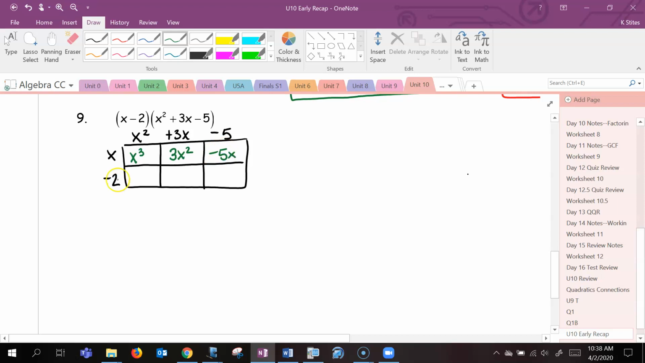And then you come down here. Negative 2 times x squared, negative 2x squared, negative 2 times 3x, negative 6x, negative 2 times negative 5, positive 10. Okay, and your like terms should be along the diagonals here. Okay, so you've got x cubed, negative 2 plus 3 is positive 1, x squared. Negative 6x plus negative 5x is negative 11x. And then you're just going to put your plus 10 down here.